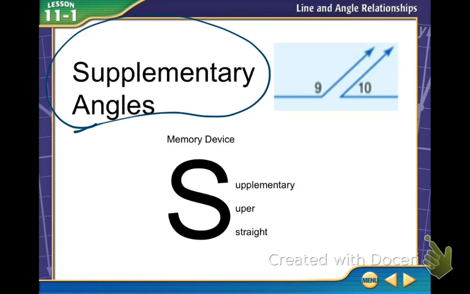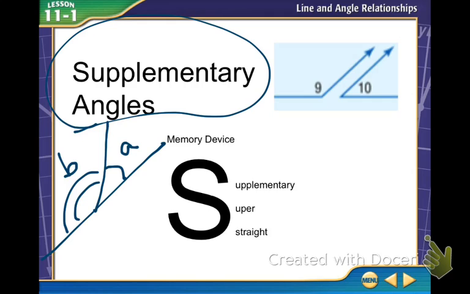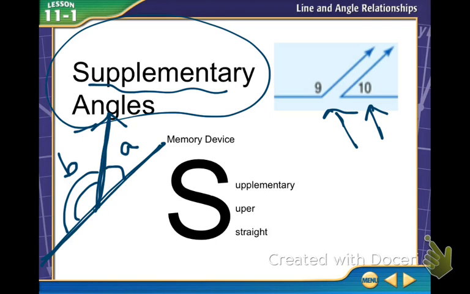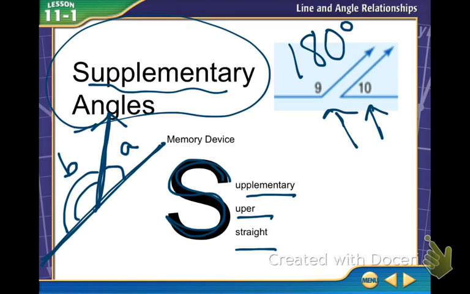Supplementary angles form a straight line together. So here I'm going to show, here's our straight line. I'm going to have an angle right here for angle A, and then another angle sitting next to it, angle B. Yeah, these two are adjacent because they share a ray, but they also form a straight line together. That makes them supplementary. Here we have 9 and 10. If we slide them together, you're going to see there's still going to be a straight line, or 180 degrees, and they're going to be supplementary. So a memory device is S for supplementary and S for super straight, because it makes a straight angle.